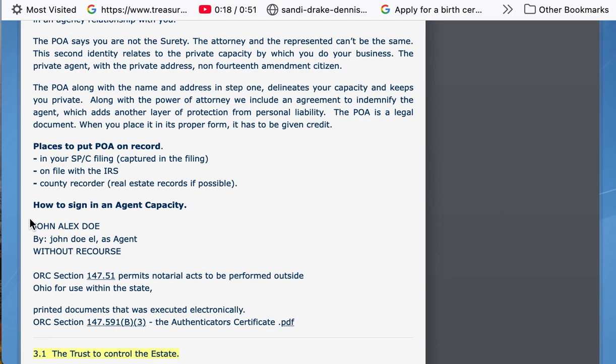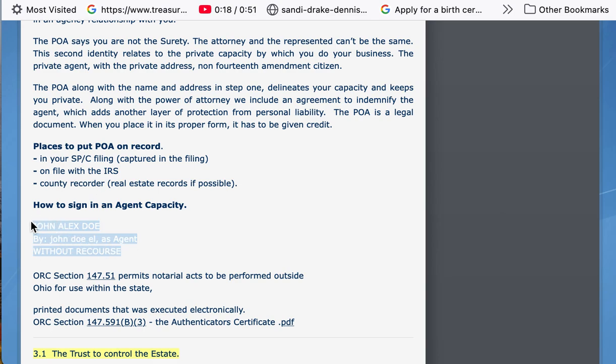Sign as an agent, and this is how you would do it. You put the principal's name first. In our case, it's John Alex Doe, and then you'll write the attorney in fact's name. And by the way, it's an even stronger position. For example, if my estate is John Alex Doe L, and in my private capacity, I operate as John Doe L. But if my agent or my attorney in fact was Sandra Bay, then it would be John Alex Doe, the principal, by Sandra Bay, agent or attorney in fact, and then you could put your without recourse or whatever.